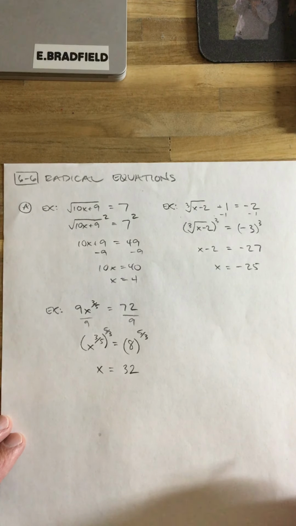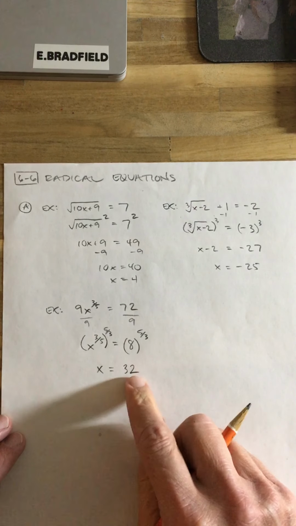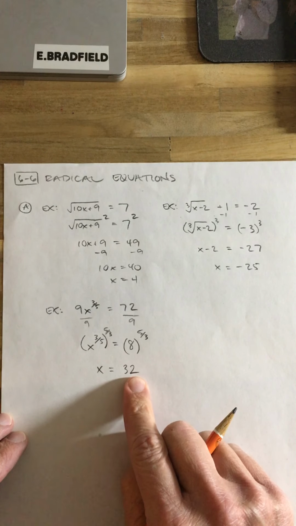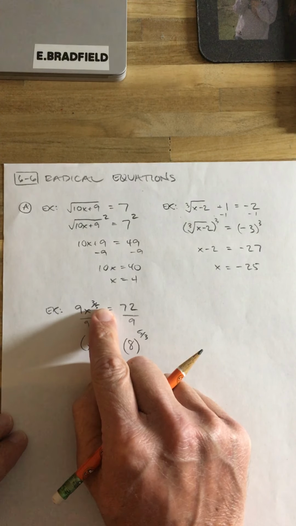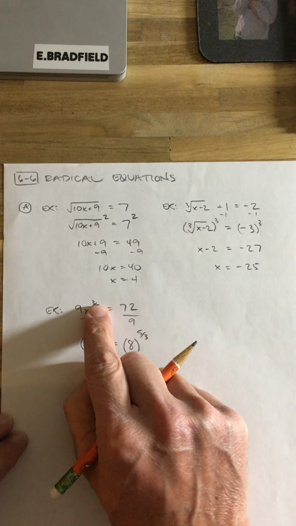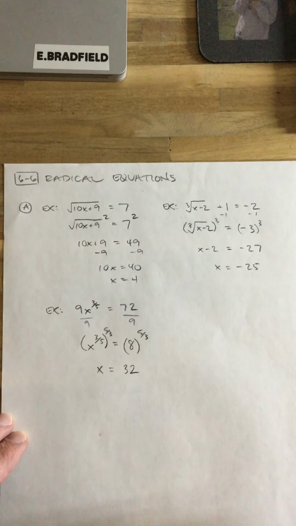So that's how those problems are going to work. And we can check it here. Plug in the 32. What's the 5th root of 32? That's 2. And 2 raised to the 3rd power is 8, times 9 is 72. Done.